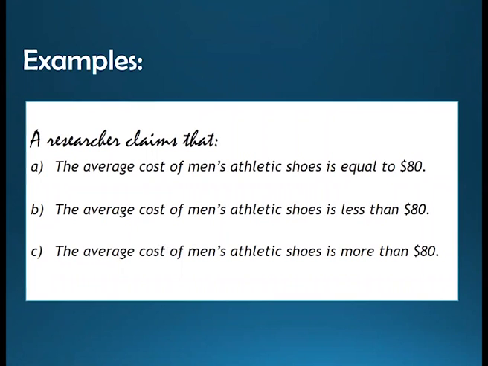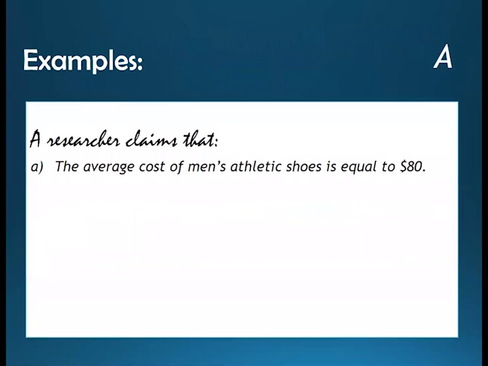Now let's have the following examples. I want you to try to formulate the null and alternative hypothesis for each claim. Feel free to pause this video if you want to try to answer them by yourself. Let's begin. A researcher claims that the average cost of men's athletic shoes is equal to $80. I want to circle the last part of the sentence. This will be my guide as I formulate the null hypothesis and the alternative hypothesis.